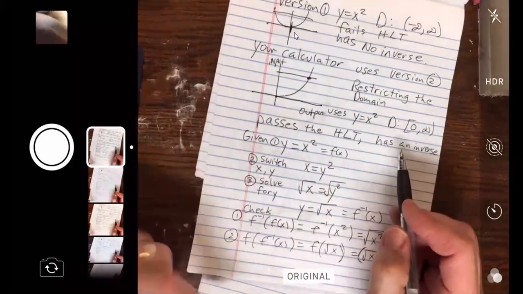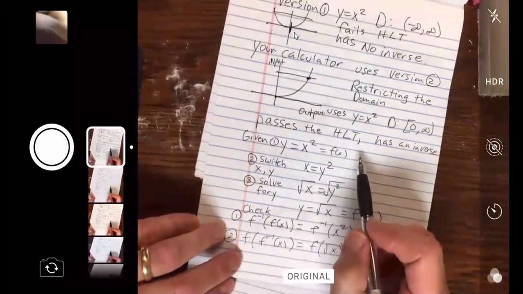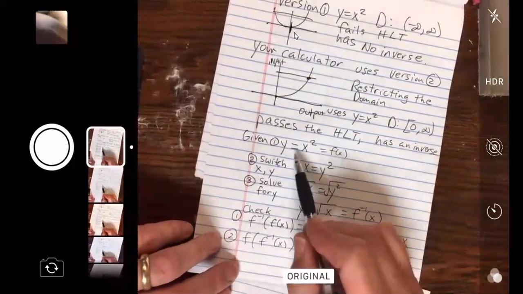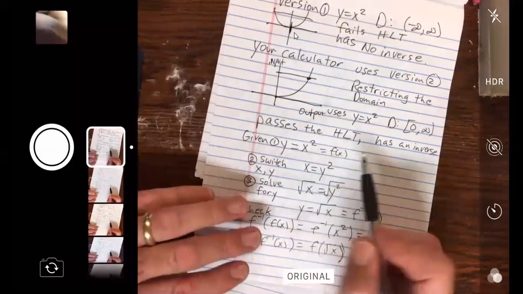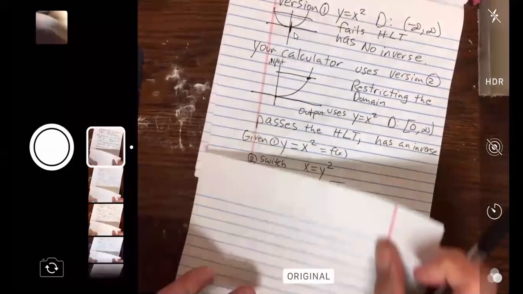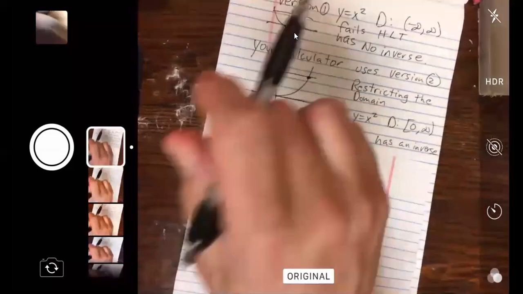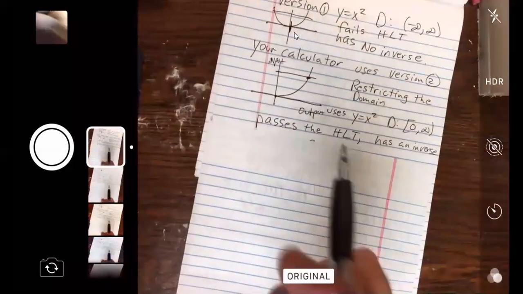I ran through the same thing. To find your inverse, I just went ahead and ran through the 3 steps. Put in y is x squared. Maybe before we do that, should we pause for questions? No, I understand right now.